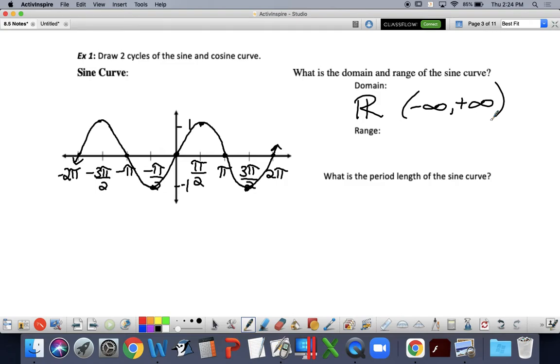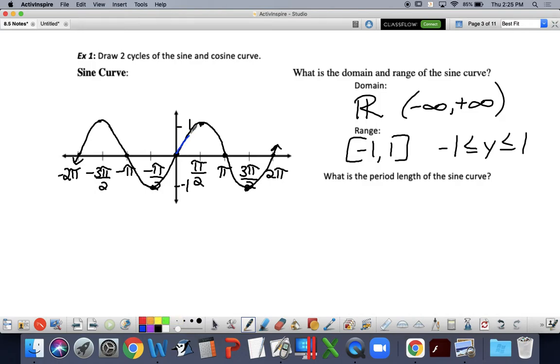Now, how about range? Negative 1 to 1, right? The lowest it goes on my y-axis is negative 1, and the highest is positive 1. So again, feel free to write these in whatever notation you like the most. It includes 1, yep. So that's why we use those brackets, right? And that's why, again, if you'd rather use the less than or equal to symbol, that's fine too.